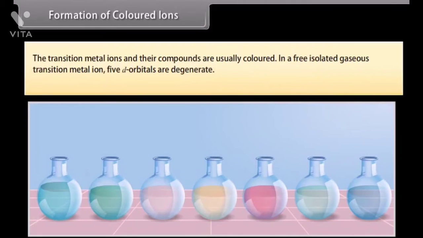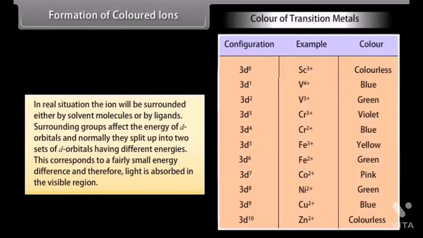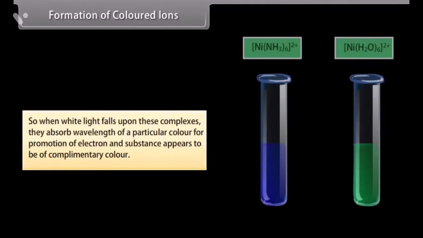Formation of colored ions. The transition metal ions and their compounds are usually colored. In a free isolated gaseous transition metal ion, 5 d orbitals are degenerate. In real situation, the ion will be surrounded either by solvent molecules or by ligands. Surrounding groups affect the energy of d orbitals, and normally they split up into two sets of d orbitals having different energies. This corresponds to a fairly small energy difference, and therefore light is absorbed in the visible region. So, when white light falls upon these complexes, they absorb wavelength of a particular color for promotion of electron, and substance appears to be of complementary color.